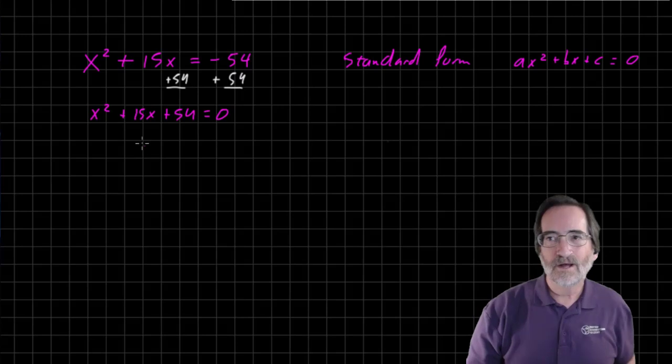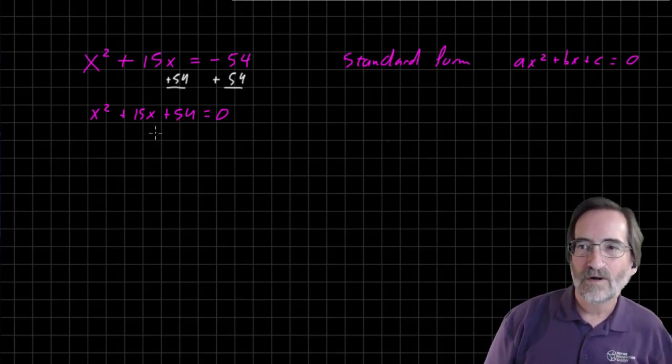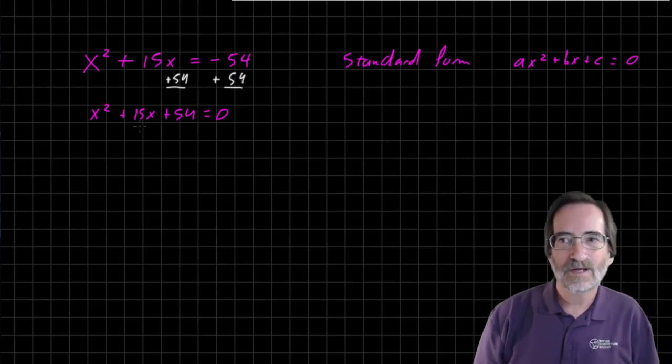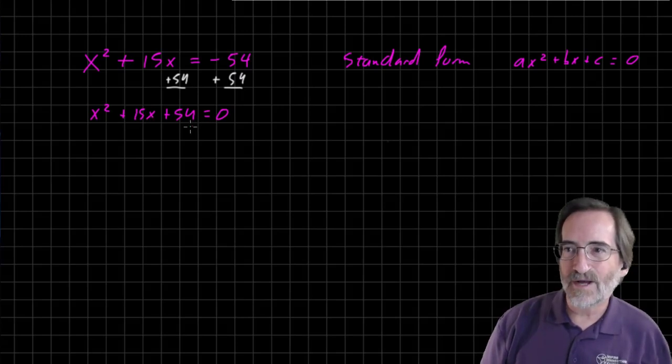Okay. Now you may recall in the previous lessons we'd now be looking for factors of 54 that add to make 15. And then we break the 15x into those two factors. But we can kind of skip that step a little bit by doing this.